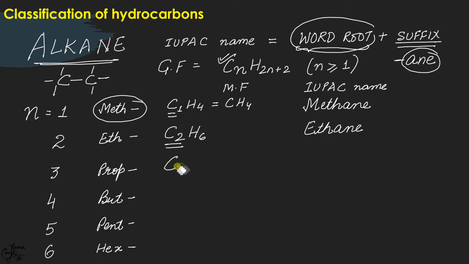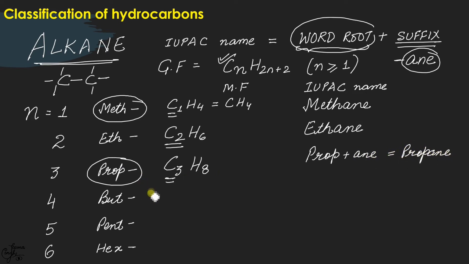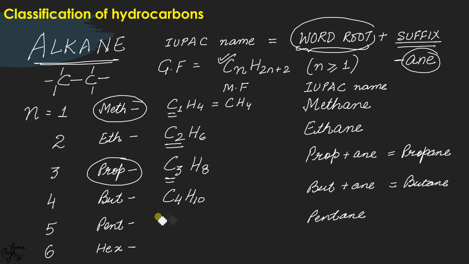Let's move on to C3, C3H8. 3 carbon atoms, the word root is prop, P capital, prop plus ane, and the IUPAC name becomes propane. Simple. But plus ane, C4H10, and you have the IUPAC name butane. Coming on to pent, pentane, the formula is C5H12, hexane C6H14, right? And this is the IUPAC nomenclature.